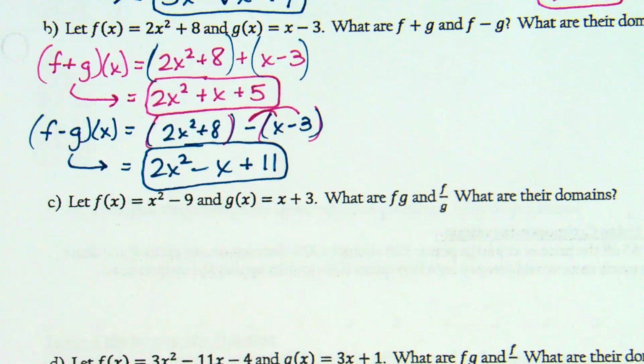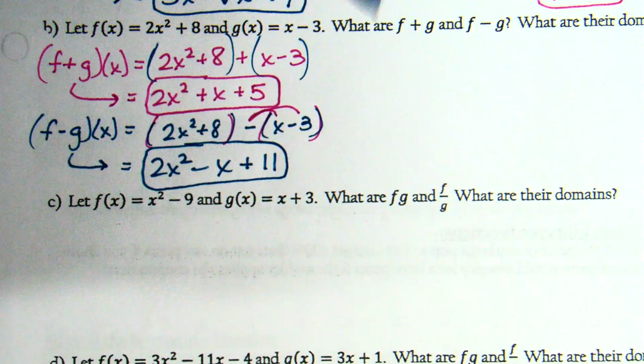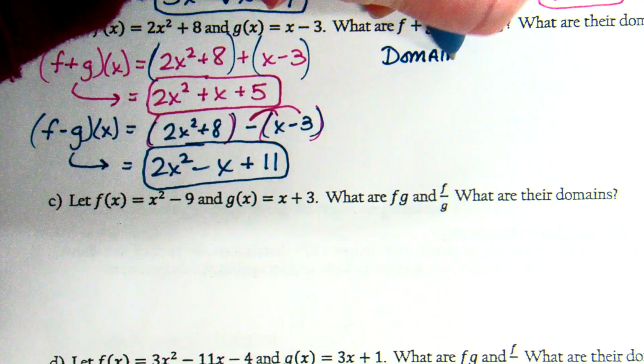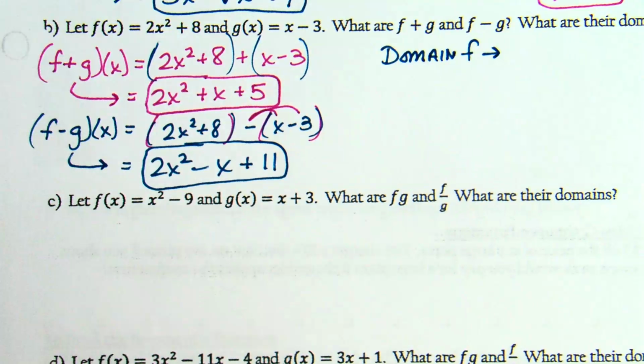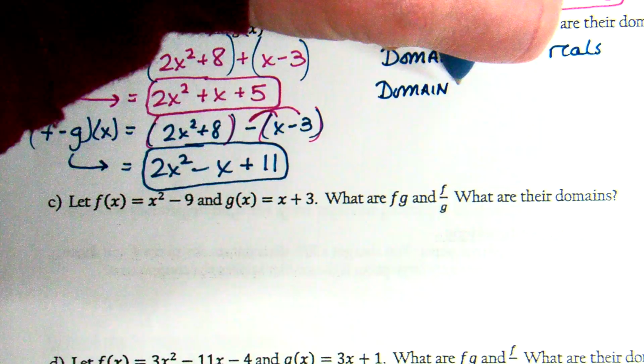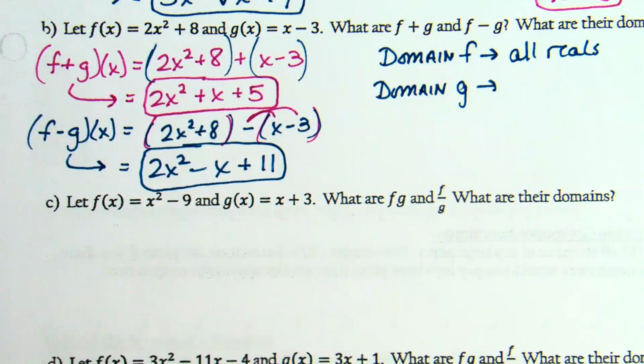Okay. Can you start thinking domain? Think about them individually here. This is just a good habit to be in. So, domain of f. 2x squared plus 8. Are there any numbers you can't put into 2x squared plus 8? No. So f is going to be all reals. Domain of g. Are there any numbers that you can't put into x minus 3? No, you can subtract 3 from anything. So domain of g is all reals.